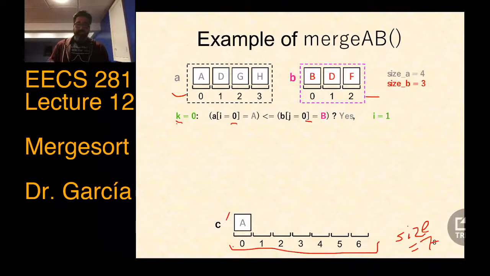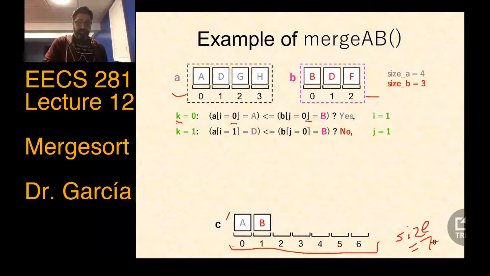All right, so that's the first iteration of the for loop. We would then move to the second iteration, at which point I will have increased K, because now that we have placed an element in the first slot of C, we need to move to the next slot. And then we will have increased I, but notice we have not changed J, okay? Because we have not placed the first element of B yet in C. So I still need to compare against that same element, but I'm going to compare against the second element in A, which is D.